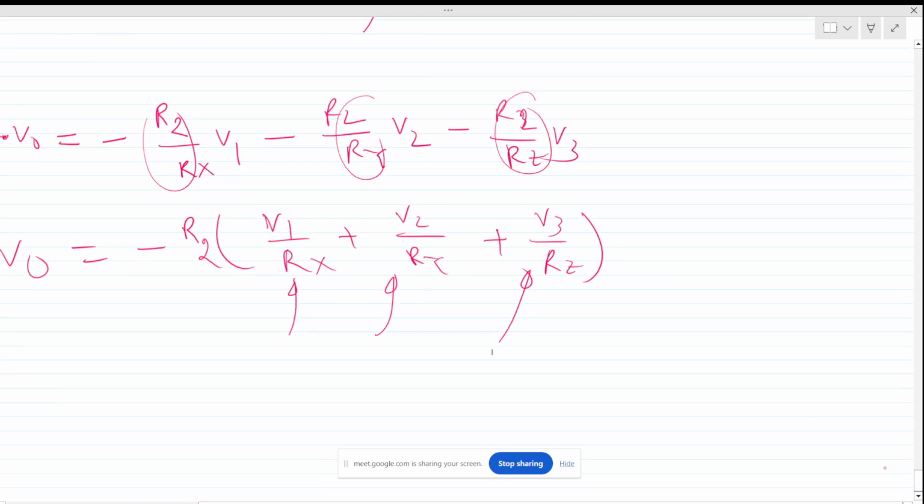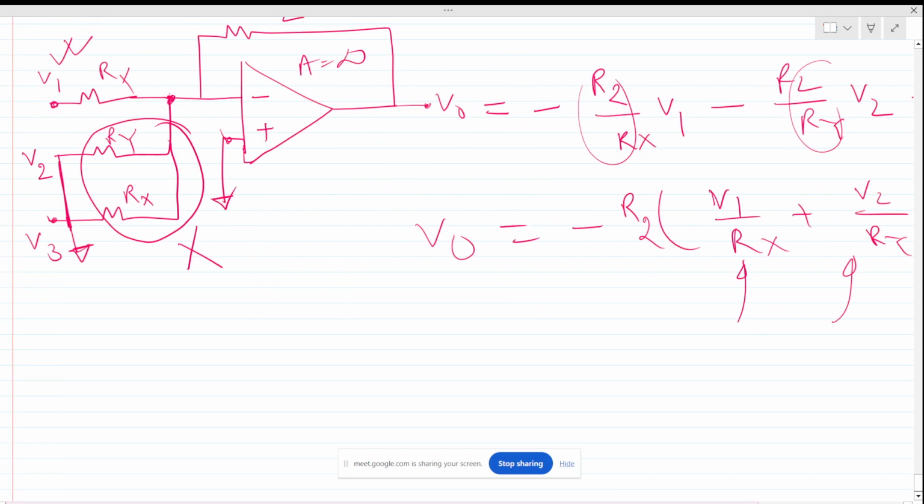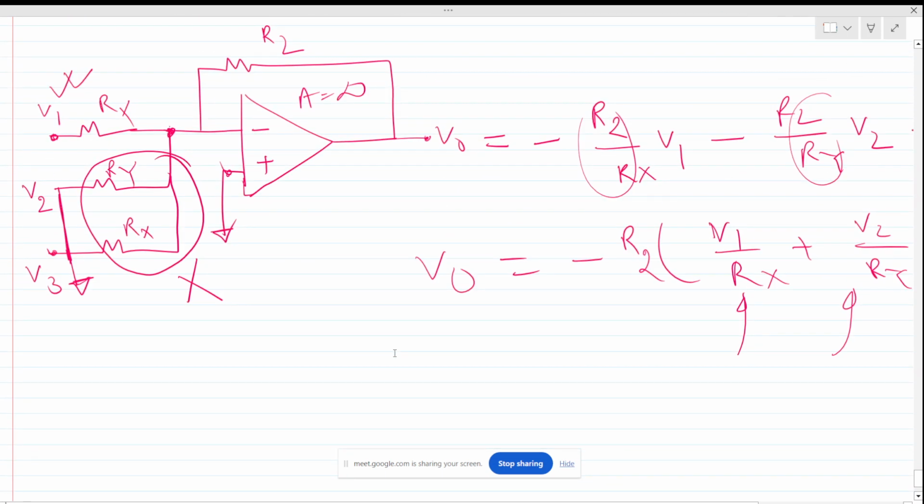Now what should I do next? Inverting, non-inverting, and adder circuits are done. If we do a subtractor circuit, you can apply a voltage there and another voltage there, so it will subtract. I am not going to do that.